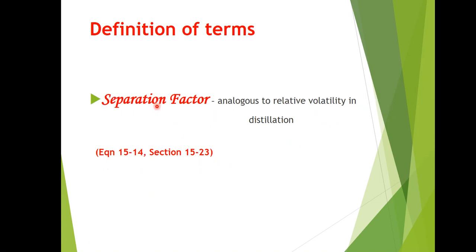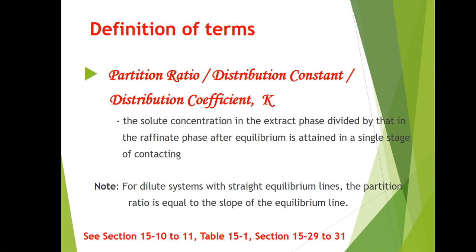We have also what we call the separation factor. It's equation 15-14, section 15-23 of your handbook. If we have relative volatility in distillation, this is its equivalent in extraction, and that is the separation factor. The greater the separation factor, the easier it is to separate the components in our feed. So it is easier to separate components if this one has a large value.